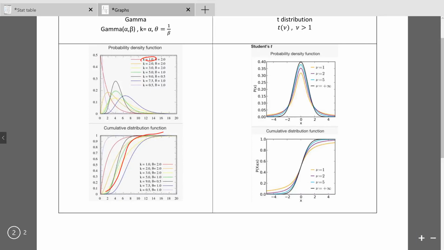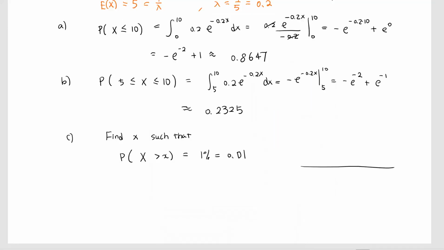All right, so let's come back. We have the exponential distribution. It's like that, right? So it's asking for x greater than or equal to the small x value, and this is 0.01. That means the probability of X less than or equal to small x is 0.99. So this is 0.99, right?